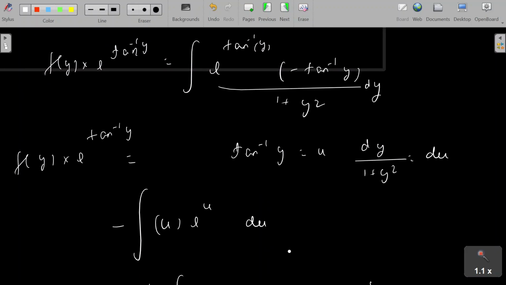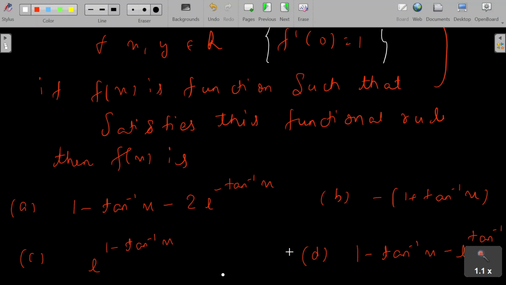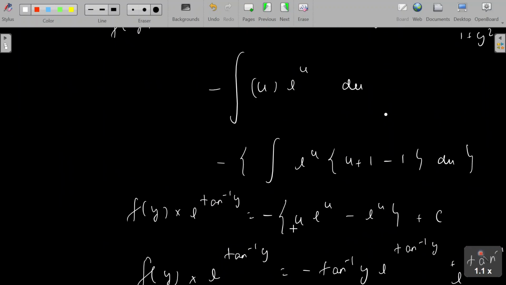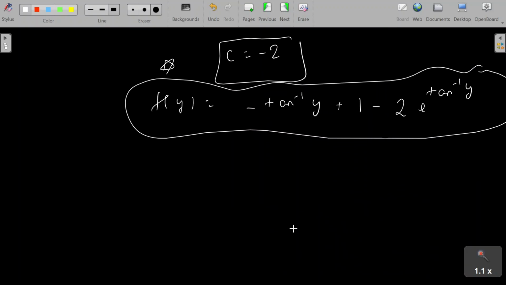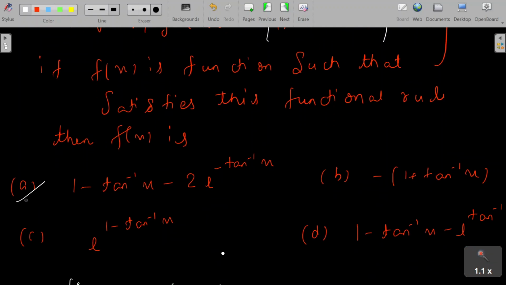Let us take the option. Minus tan inverse y plus 1, okay, okay. Fine. Clearly, A is the correct one.